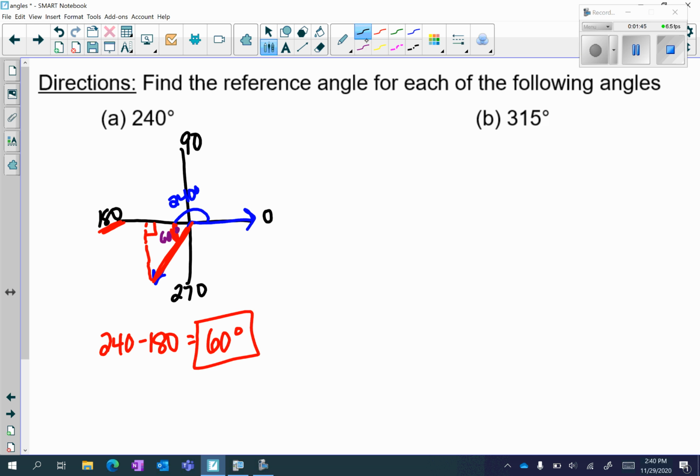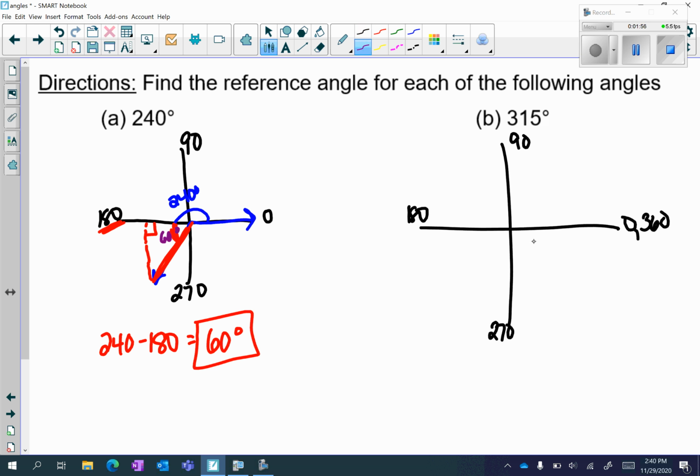Our second example is 315. So I have 0, 90, 180, 270, 360. So 315 degrees falls in here. This is 315 degrees. If I were to sketch a triangle, this part in here is my reference angle.